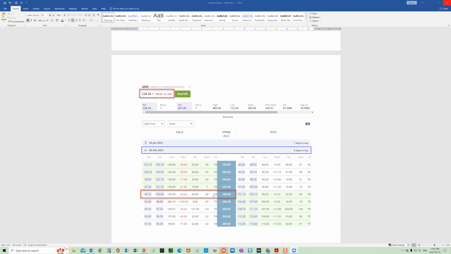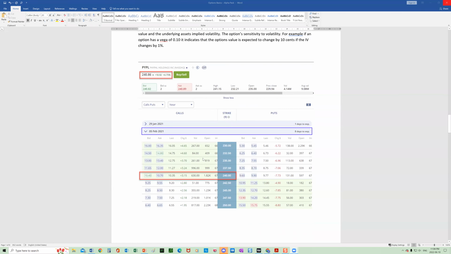With VIX where it is right now, options are considered expensive, okay? If VIX gets above like 35, I personally don't even buy calls or puts just because it's too expensive. So that's when I'll start doing spreads, which of course we're going to talk about tonight. So just keep that in mind, right?